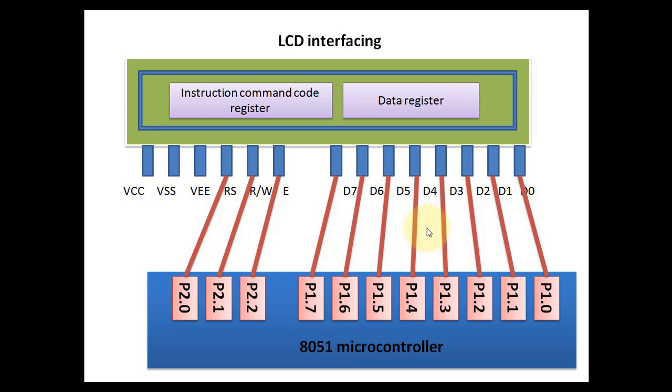Okay, before we start with the programming, let's assume that the D0 to D7 data pins of the LCD we have connected to the port 1 pins, D0 to port 1.0, D7 to 1.7, and the enable pin to port 2.2, the read write pin to port 2.1 and the RS pin to port 2.0. Now for these particular pin connections we will write the code.